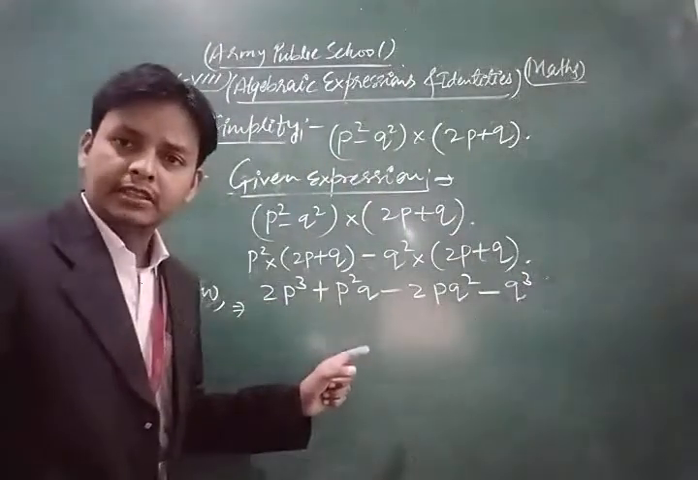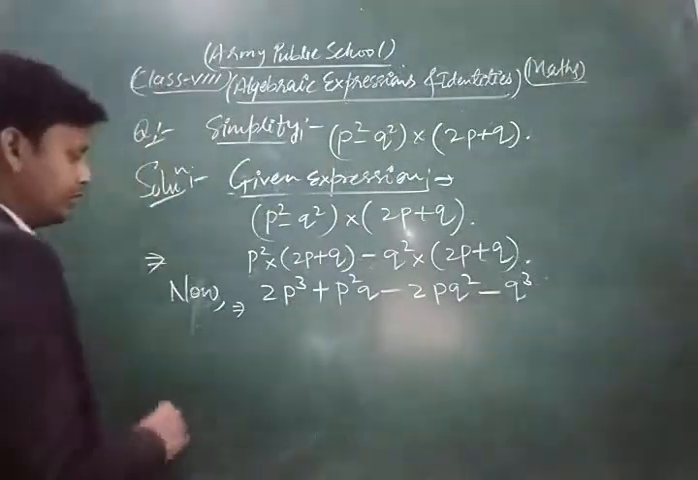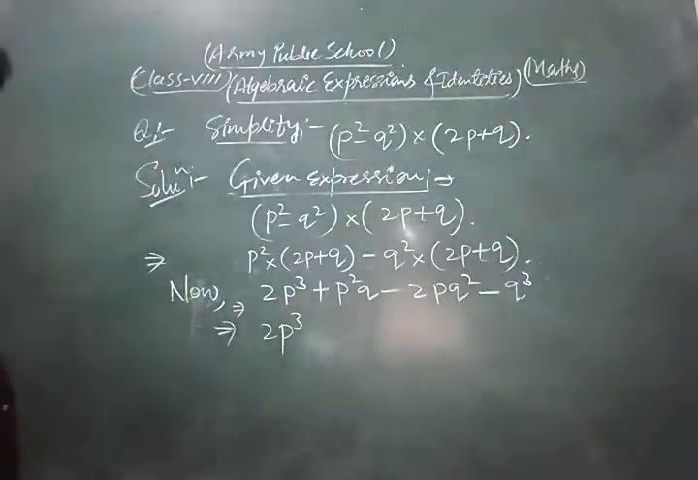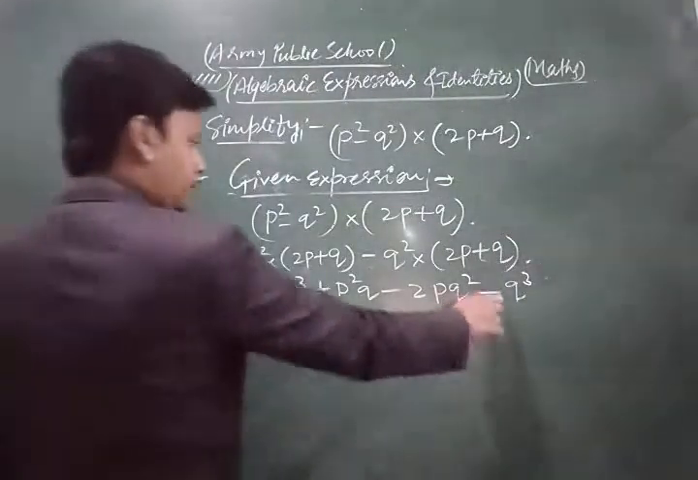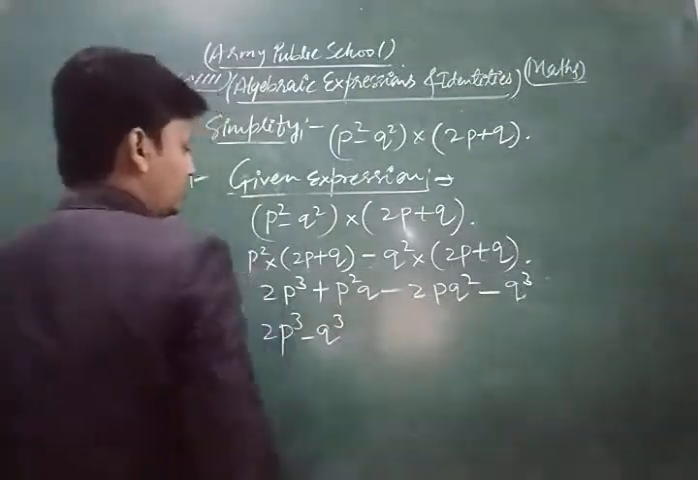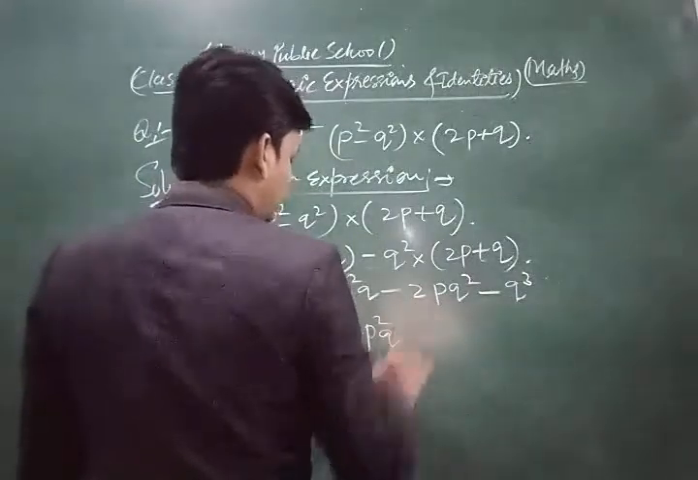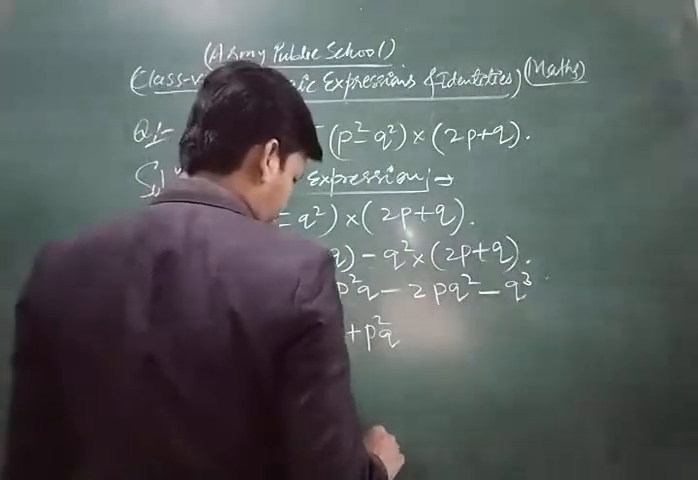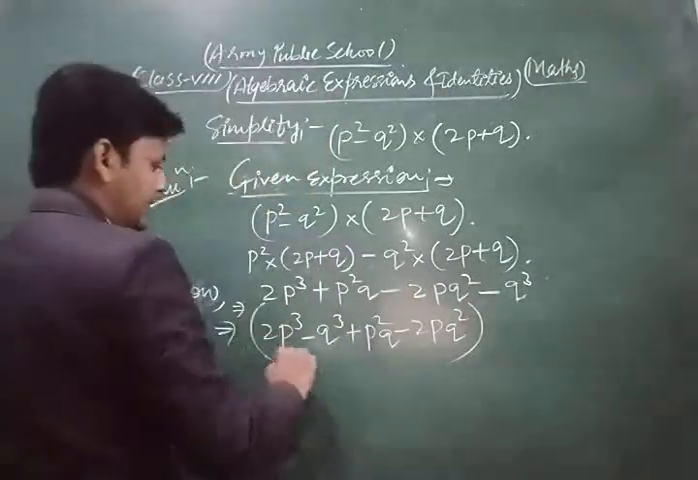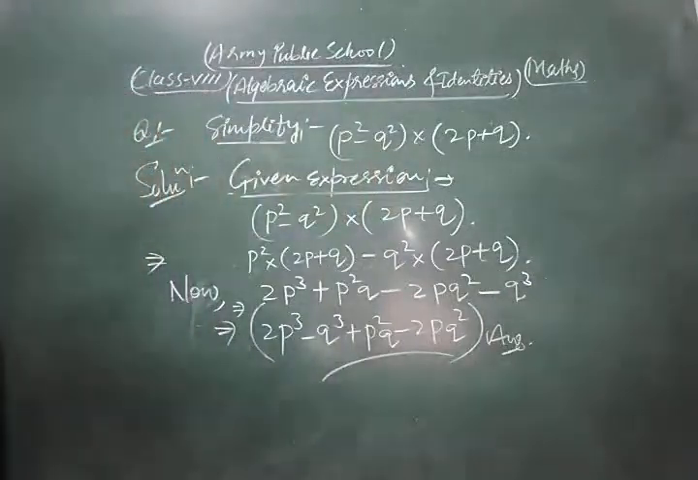no like terms are there, because this is 2p cube and this is q cube. So we write it together in this way: 2p cube minus q cube, and p square q as it is, so plus p square q and minus 2pq square. This is the required solution of the given question.